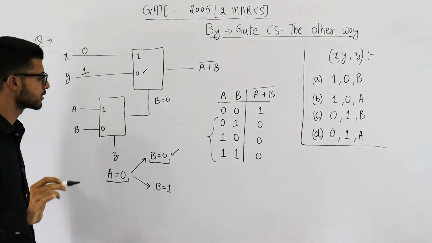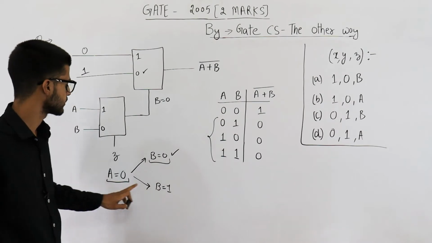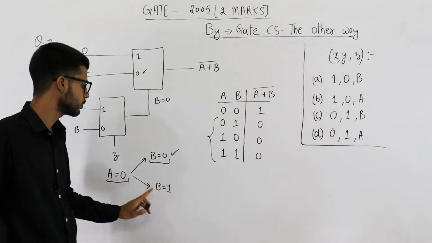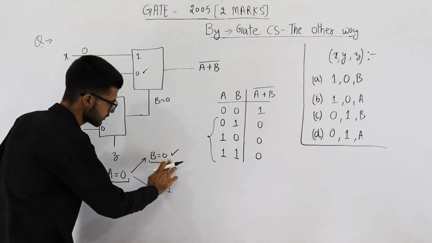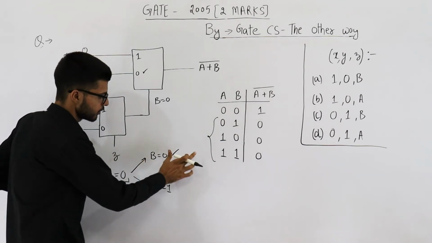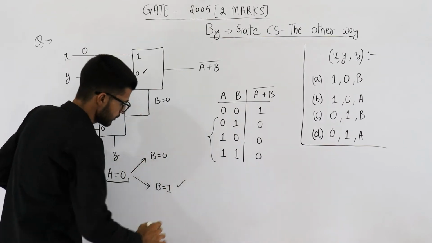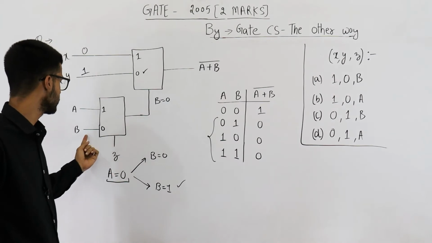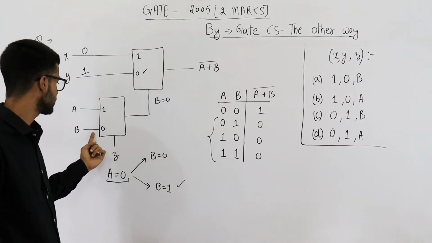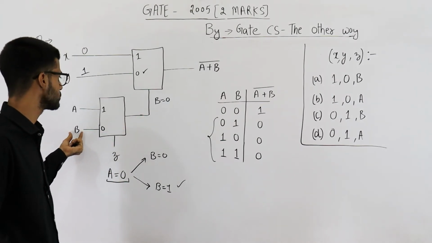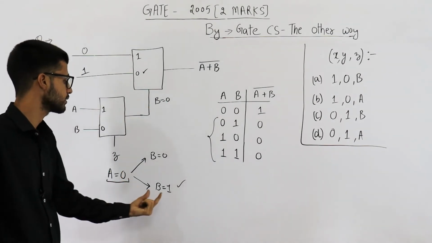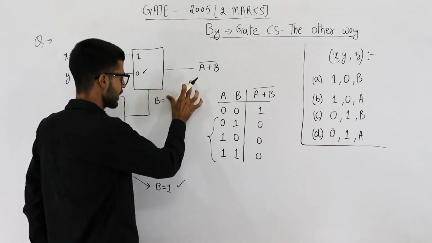We have analyzed 3 cases. Only this case is left. That means A is 0, B is 1. Let us analyze this case now. So we are analyzing this one. A is 0. That means this input will be selected and given as output. This is B. So B will be selected and given as output. Value of B is 1 this time.